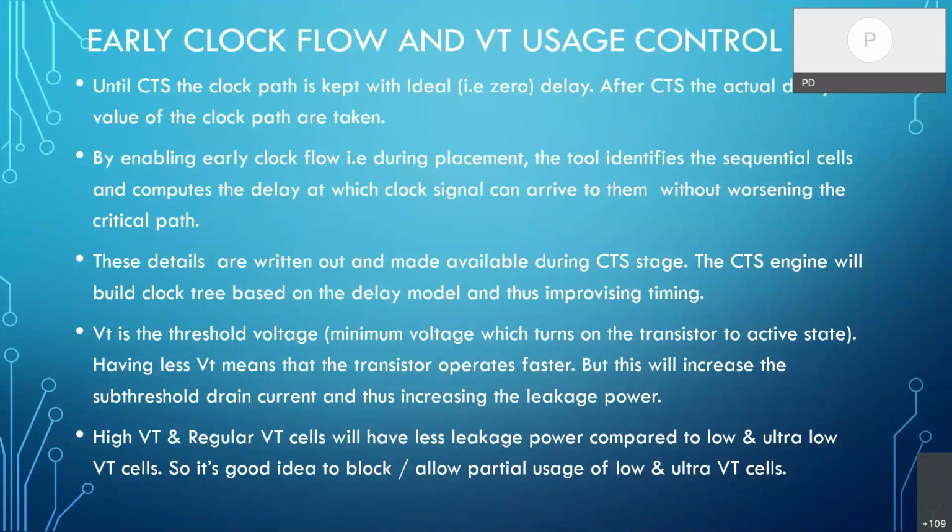So there will be options to block the types of cells. There I'm going to tell it: don't use more than this percentage of ultra low voltage cells, use the standard regular VT cells like that. I can set the percentage in the beginning itself, so that I can reduce the leakage power.